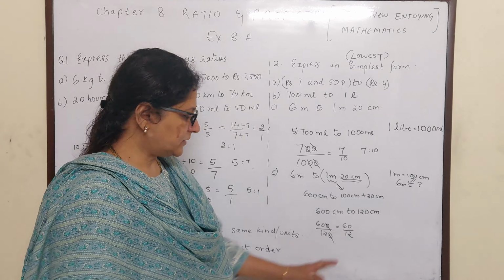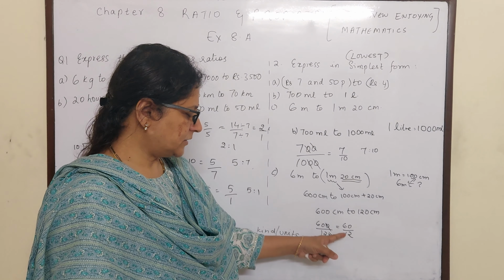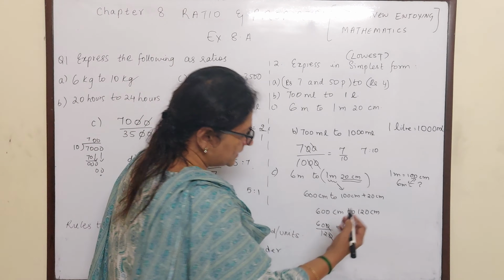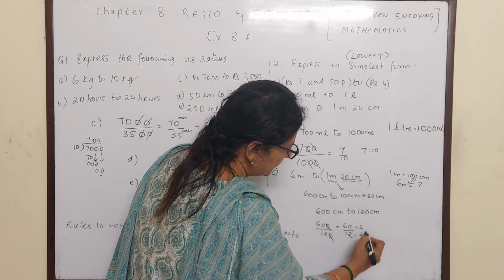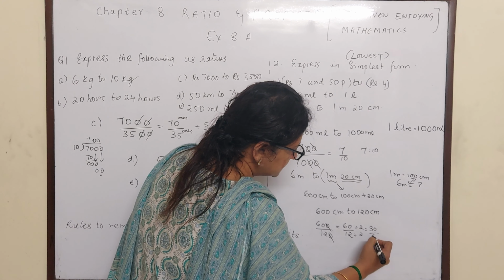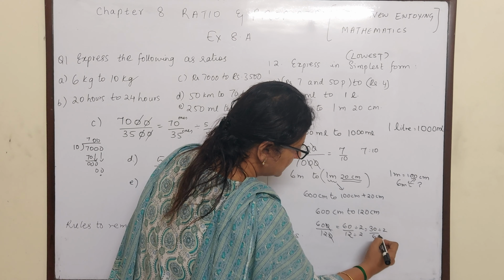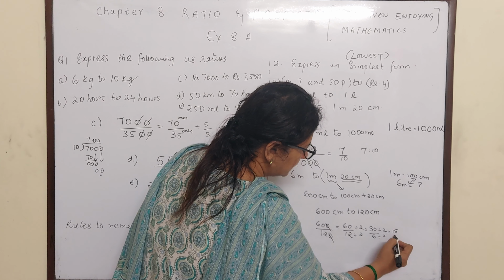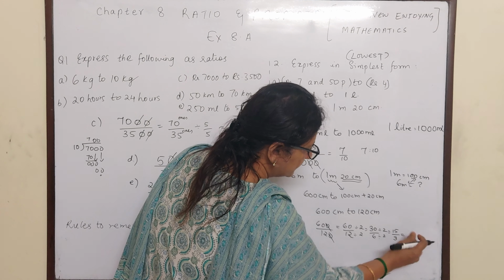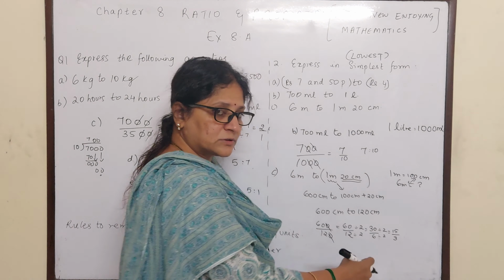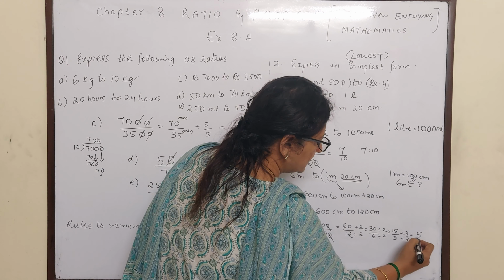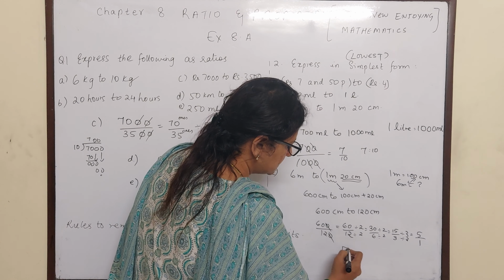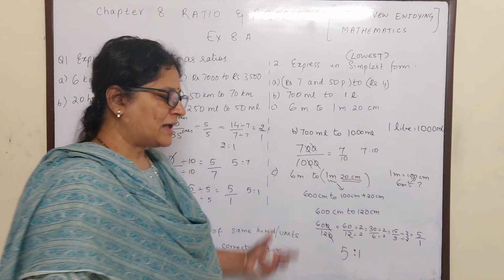Now I know you can divide it by 60. You can divide it by 12 also. But I'll go step by step. If you want, divide by 2. Divide by 2, you will get 30 by 6. Again divide by 2, 15 by 3. Then divide by 3 because the common factor for both is 3. So if you divide by 3, 5 by 1. So your answer is 5 is to 1.